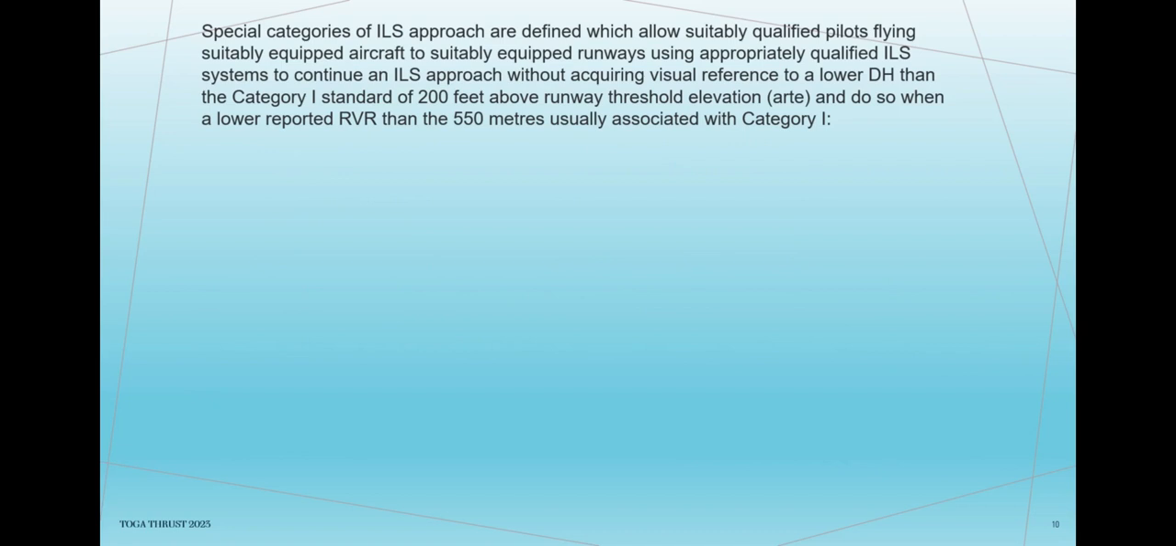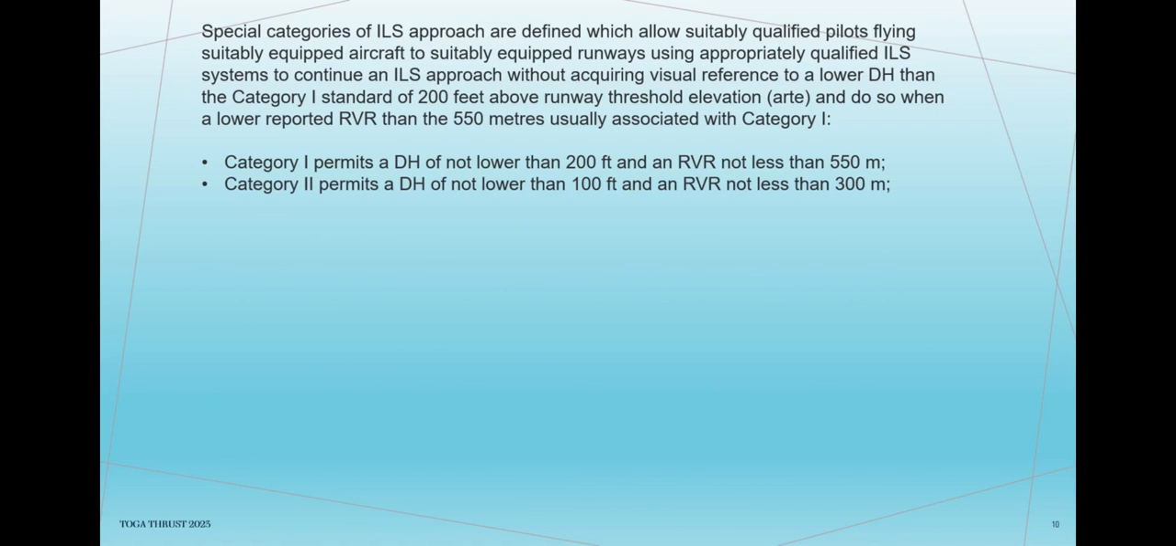Special categories of ILS approach are defined, which allow suitably qualified pilots, flying suitably equipped aircraft, to suitably equipped runways, using appropriately qualified ILS systems, to continue an ILS approach without acquiring visual reference to a lower DH than the Category 1 standard of 200 feet above runway threshold elevation, ARTE, and do so with a lower reported RVR than the 550 meters usually associated with Category 1. Category 1 permits a DH of not lower than 200 feet and an RVR not less than 550 meters.